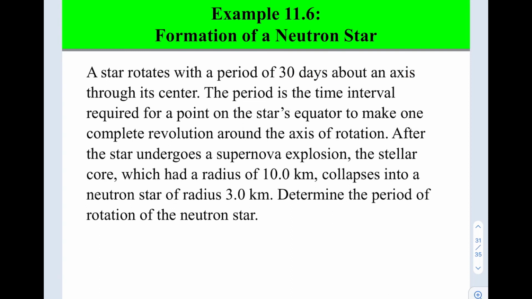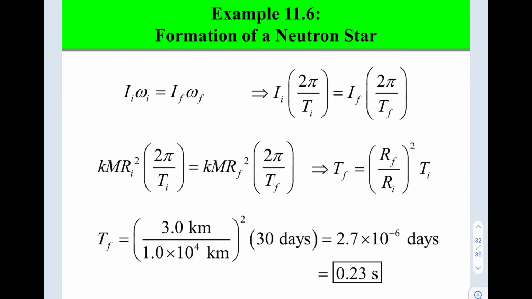Example 11.6, formation of a neutron star. A star rotates with a period of 30 days about an axis through its center. The period is the time interval required for a point on the star's equator to make one complete revolution around the axis of rotation. After the star undergoes a supernova explosion, the stellar core, which had a radius of 10 kilometers, collapsed into a neutron star of radius 3 kilometers. Determine the period of rotation of the neutron star.